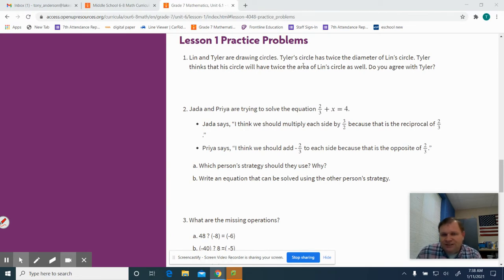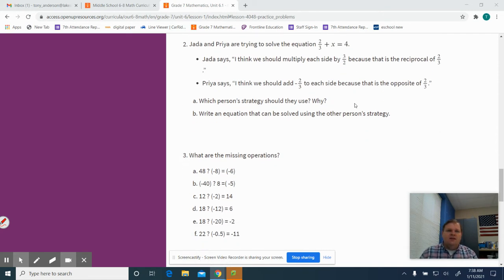The situation here, the twice the area, he is incorrect because you have to remember that while circumference is a proportional relationship and we just multiply by the 2, area is not, because remember the formula is pi times radius squared. That squared makes it not proportional, and so therefore it would actually be 4 times the area of her circle. Number 2, solving this equation.